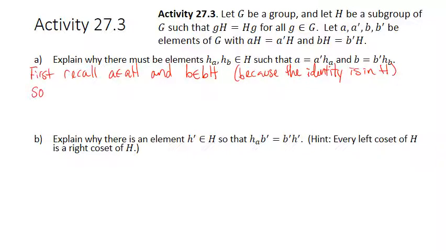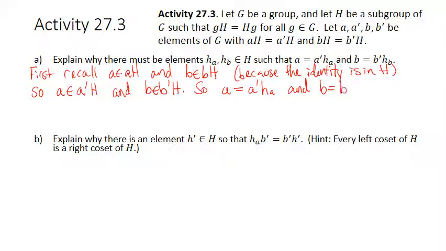Since AH equals A prime H, that means that A is also going to be in A prime H, and then likewise B is also going to be in B prime H. So that means if A is in A prime H, well then A must equal A prime times some element of H, and we're just calling that HA, and then likewise for B, it's like this, for some HA and HB in H.